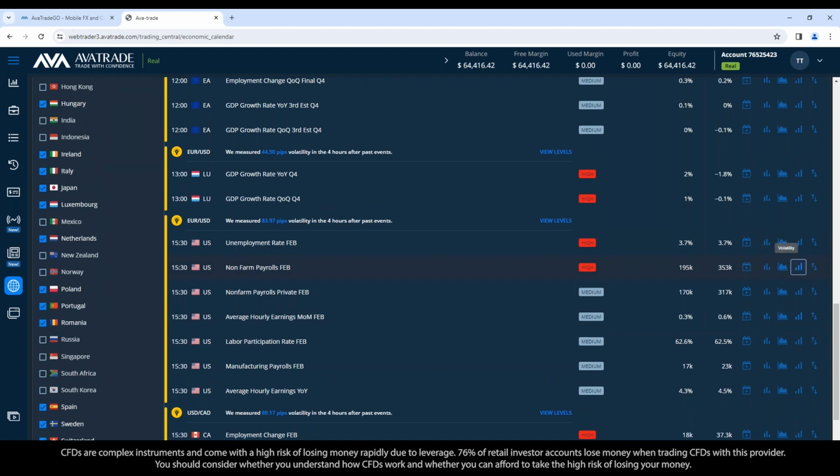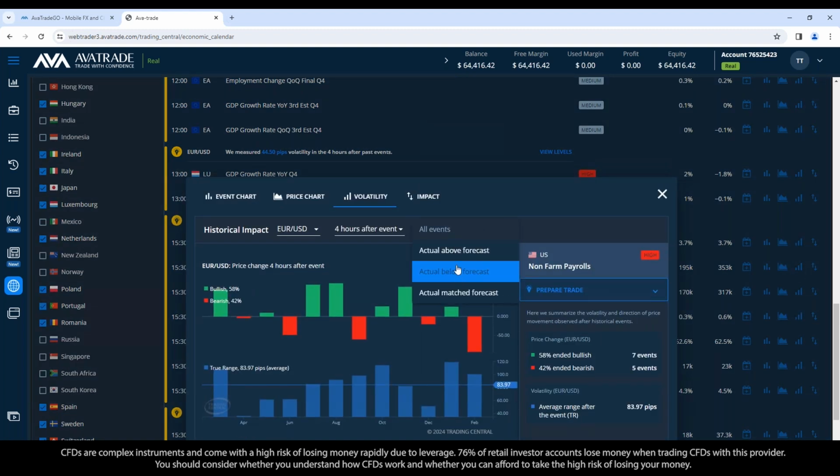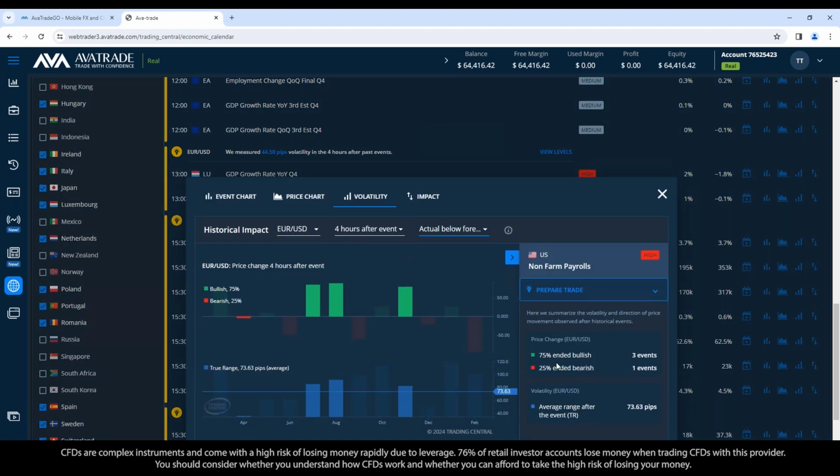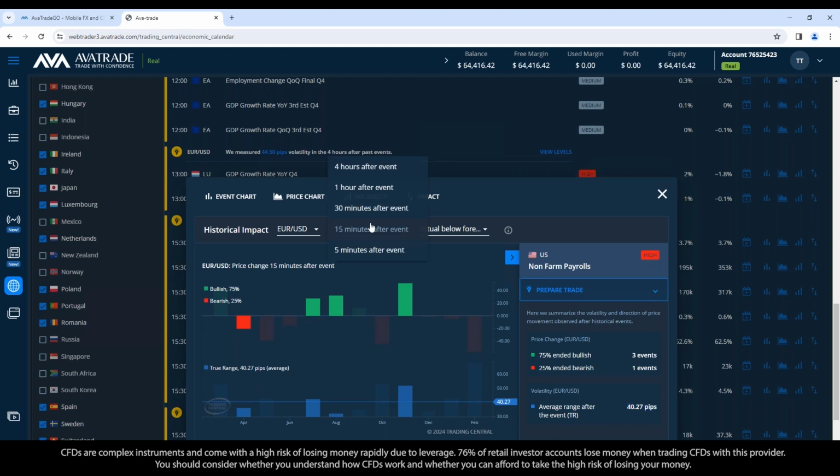Non-farm payrolls, let's go back to it. We looked at it. If it's below forecast after 4 hours, it's 75% of the time it goes up. In 15 minutes, 75% of the time it's up. Okay, so you could be doing a shorter term trade, but in the first 15 minutes, it went 40 pips. You see, 40 pips. In the first 5 minutes, it went 27 pips. So it takes you a couple minutes to get the trade off, right? Or a few seconds, depending how quick you are to make your decision.